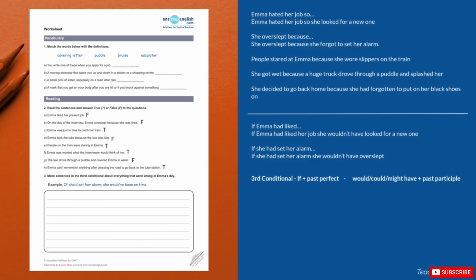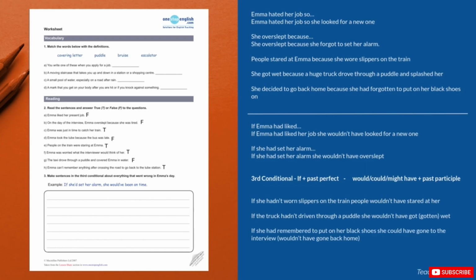So we could even begin something like this. Okay, so people stared at Emma because she wore slippers on the train. What if she hadn't worn slippers? If she... Well, just get your student started with this answer. And we can do the same for the others also. And when they give us the sentences, we can write them down, or we can type them out.